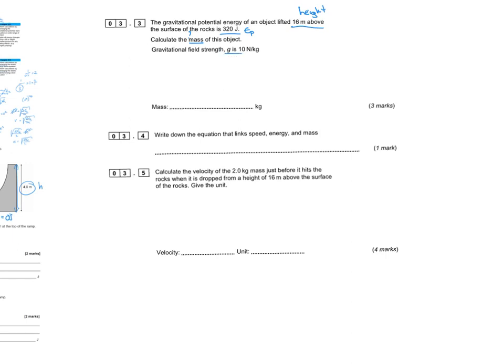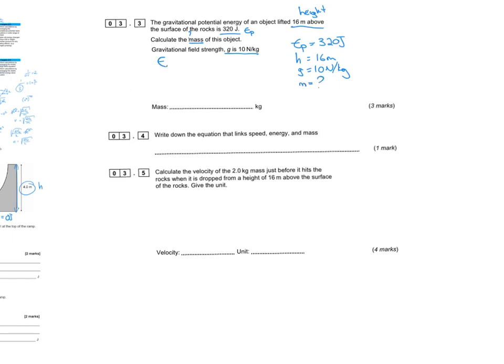Gravitational field strength is given to you as this number. Usually if it's given to you, then you use the number that they give you for g. If they give you 9.8, you use 9.8. But usually I think for AQA, you have to remember it as 9.8 newtons per kilogram. So we know the energy, we know the height, we know g, and we need to calculate the mass.